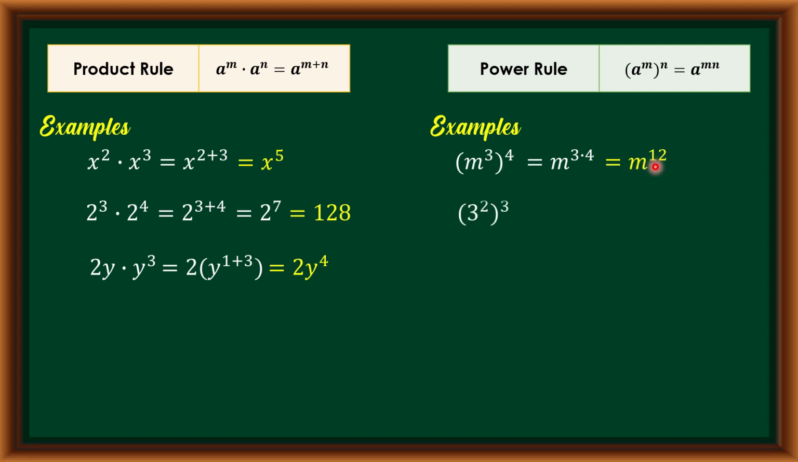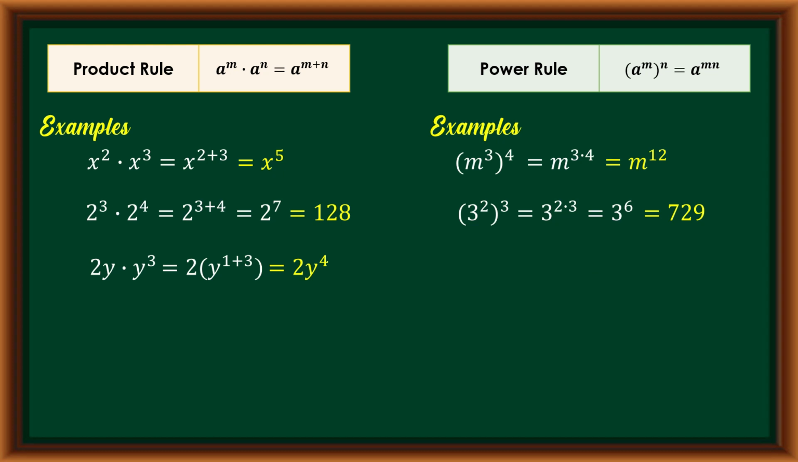Let us have another example. We have quantity 3 squared raised to 3. So again, we will distribute the exponent 3 inside the parentheses and multiply it to the exponent that is written inside the parentheses as well. Therefore, we have 3 raised to 2 times 3, and 2 times 3 is equal to 6. Therefore, we have here 3 raised to 6, and 3 raised to 6 is equal to 729.